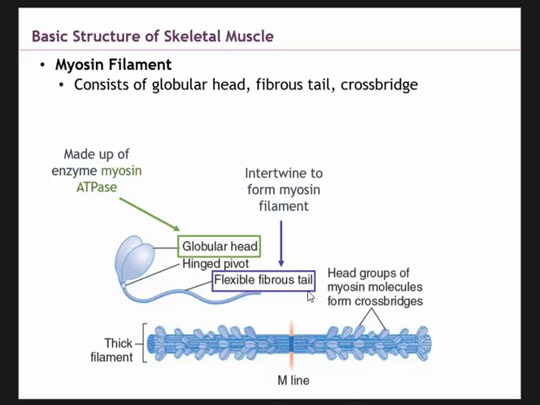Next is the fibrous tail. So this will intertwine to form this entire filament that you see here at the bottom. The whole filament is called the thick filament because it's made up of all those really thick fibrous tails. A filament like this may contain up to about 200 myosin molecules to form the thick filament seen in the sarcomere.